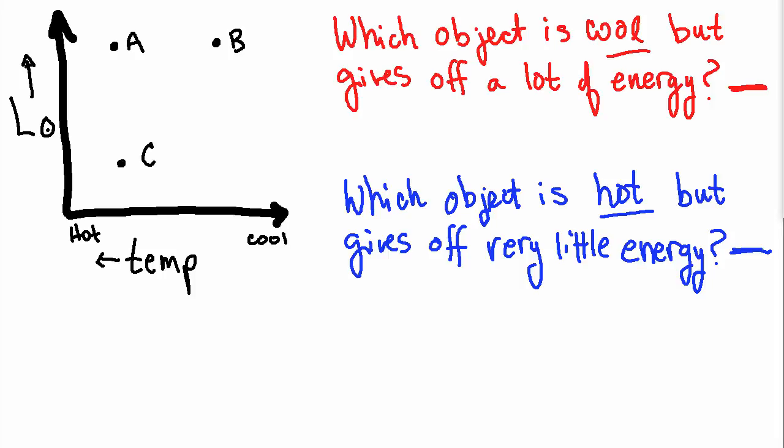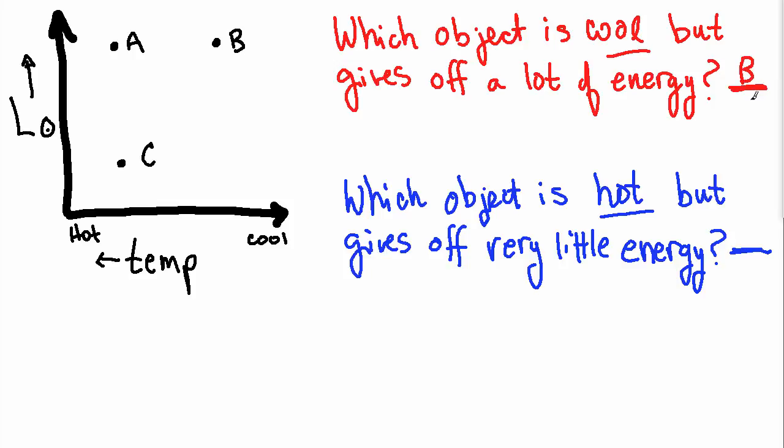Okay, for the first question, we're looking for an object that is cool but gives off a lot of energy. The cool objects, according to the temperature axis, are things on this graph that would be far to the right. And as far as things that are giving off a lot of energy, those are things with a great or high luminosity. So we look for things towards the top of the graph. And so something that is to the right and at the top of the graph would be object B.